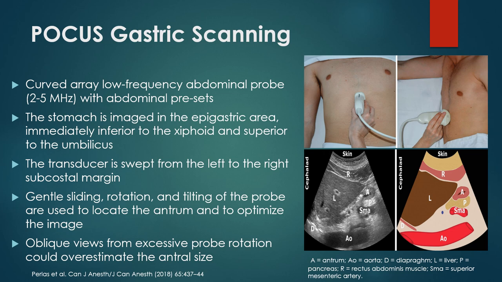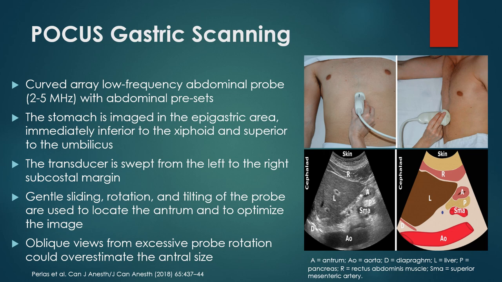Gastric scanning typically uses a curved array low frequency abdominal probe with abdominal presets. If you've got a Butterfly or Lumify or a V-scan or whatever your handheld might be, they've got very nice abdominal presets for this. The stomach is imaged in the epigastric area, immediately inferior to the xiphoid and superior to the umbilicus. If you are doing an IVC scan, for example, trying to determine volume status, often you run across the stomach. It's that close to the IVC.